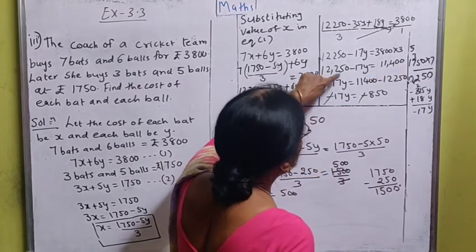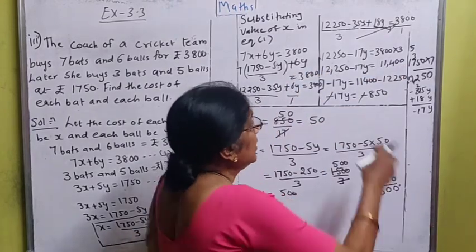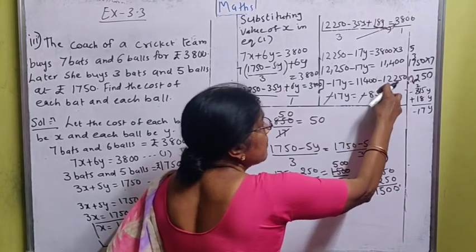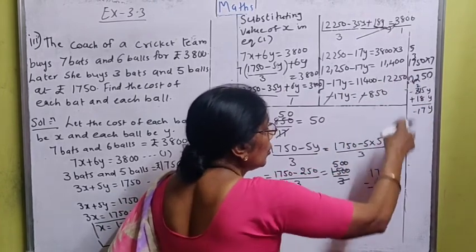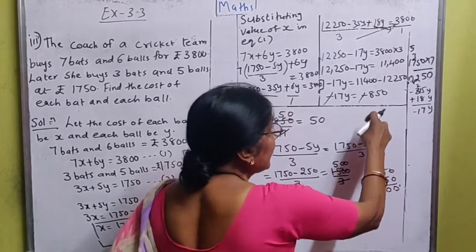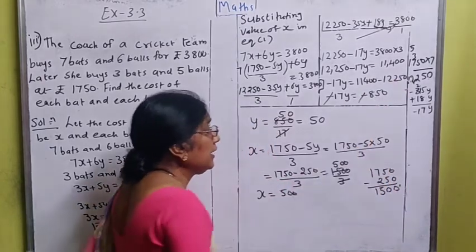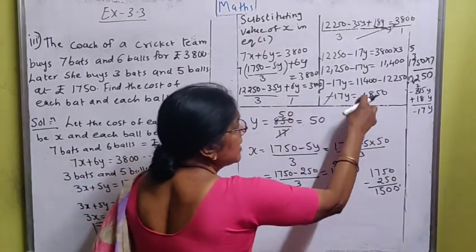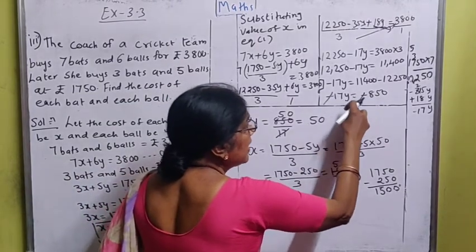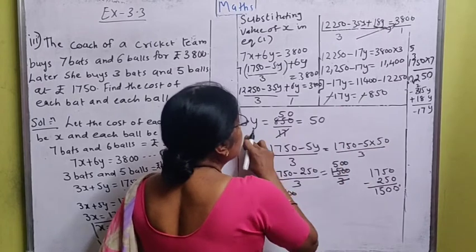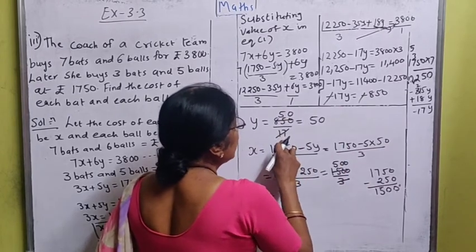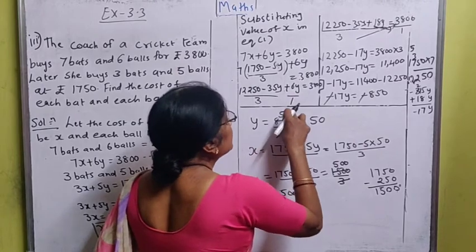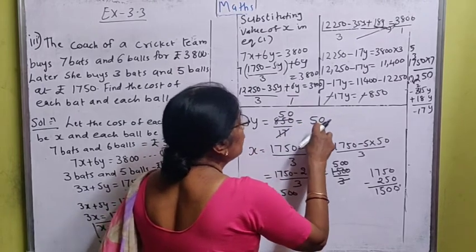What shall I do? 12,250 I will take on the other side. So I will get minus 17y is equal to 11,400 minus 12,250. So that I showed you what we will get, 850. The 12,250 is a greater number, so you got it as minus. Minus minus sign cancel. 17y is equal to 850. So what is y equal to? 850 by 17. 17 5s are 85. So 50. So you got y is equal to 50.